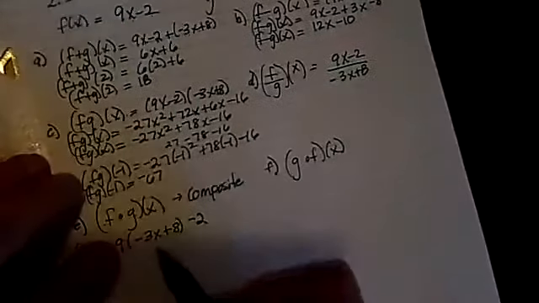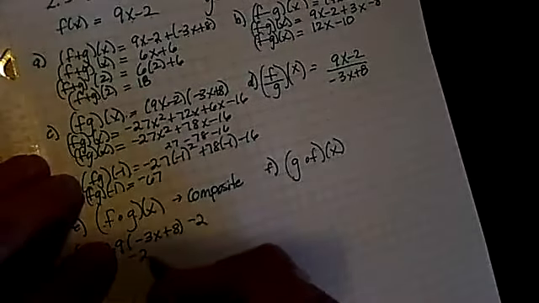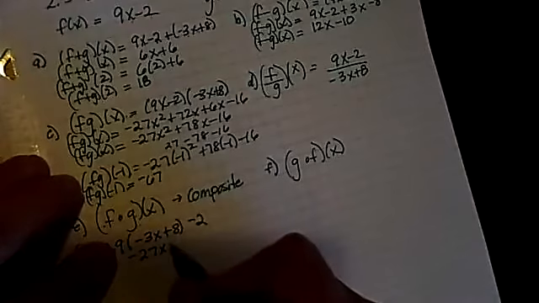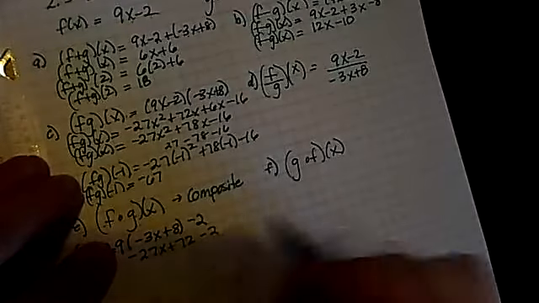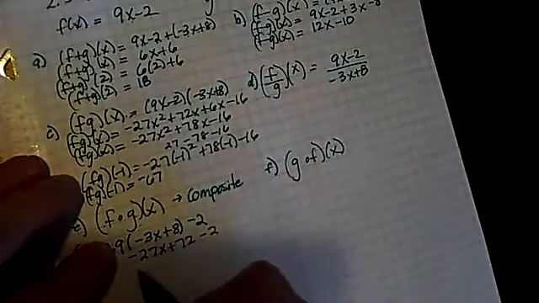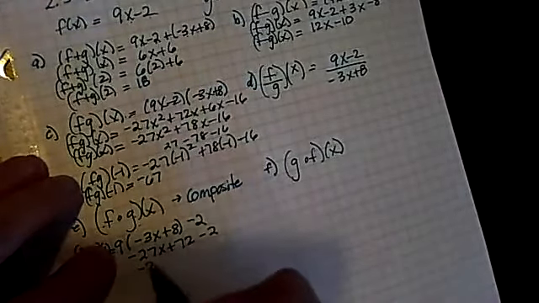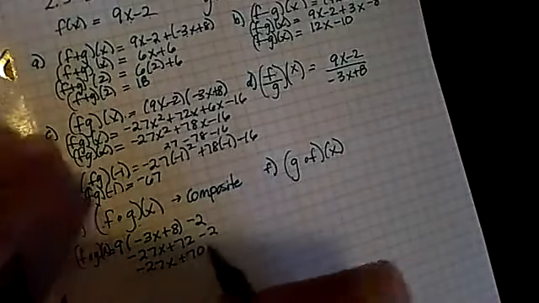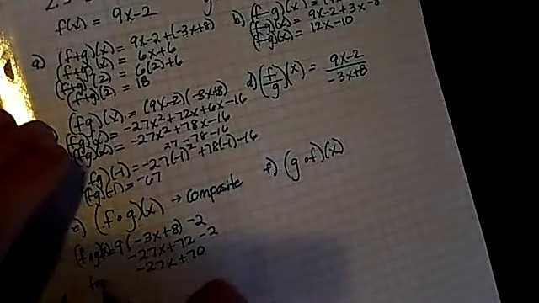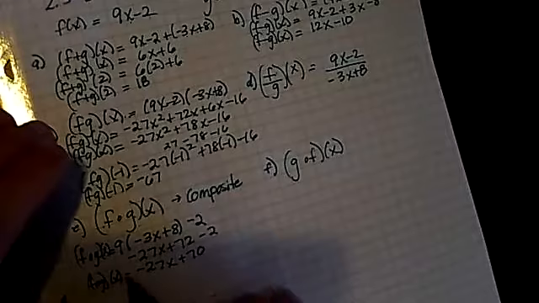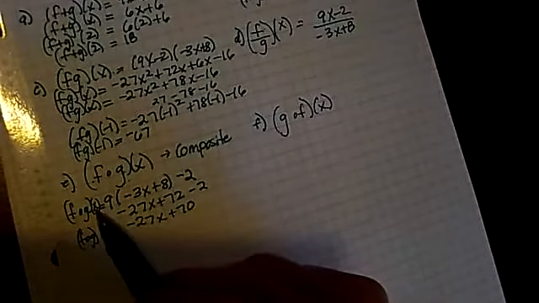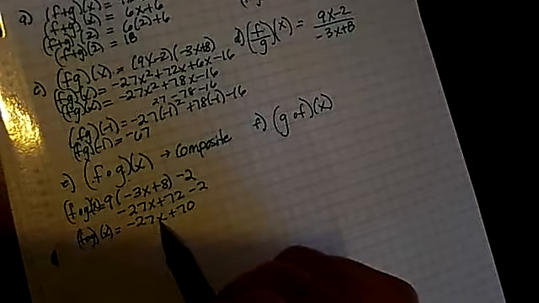So then we just simplify that out. 9 times a negative 3, negative 27x, 9 times 8 is 72, minus 2. So here we have negative 27x plus 70. And that's our F composite G of X. It's that simple. Now, if there happened to be a number in here, the number would show up right here, then I would put that number in at the end.